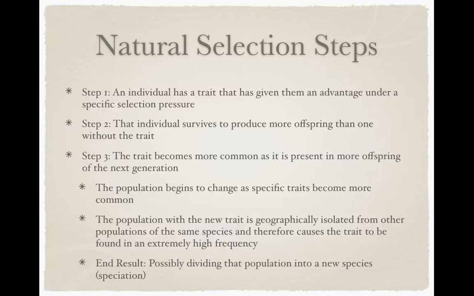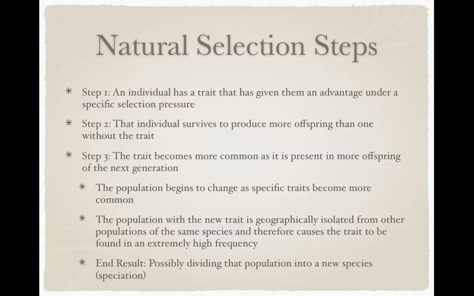Natural selection comes with 3 steps. The first step is that an individual has a trait that gives it an advantage over the other individuals in their population. That individual then reproduces more and therefore passes the trait on to more individuals in the next generation. That's step 2. Finally, in step 3, the trait becomes more common as it is present in more and more offspring after each generation. The population will begin to change over time to reflect that specific trait.